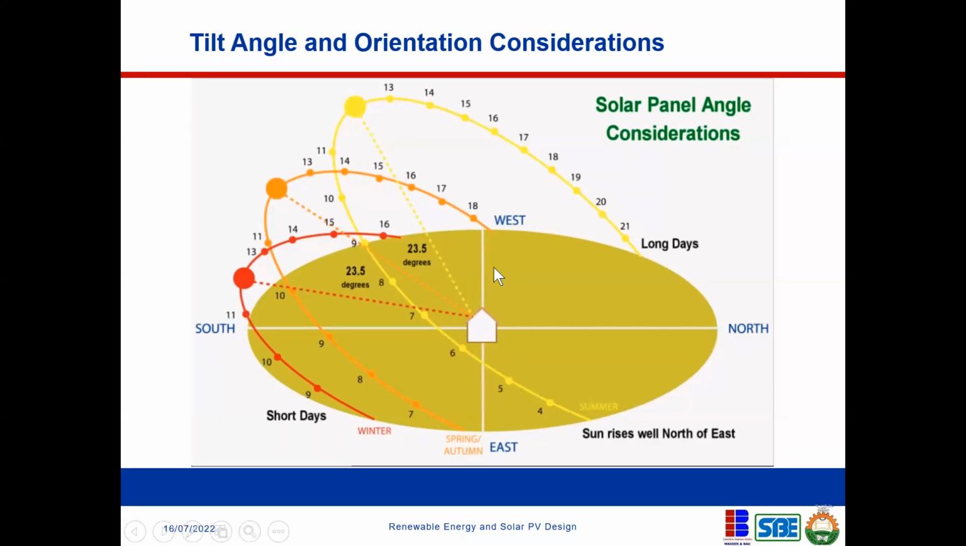Nigeria is located somewhere in the northern hemisphere here. So if you're installing your solar panel, as long as you're in the northern hemisphere, your orientation should face south, and that is where Nigeria belongs. Nigeria is somewhere close to the equator, but not on the equator. If you check it on the atlas, you find that Nigeria is somewhere here.